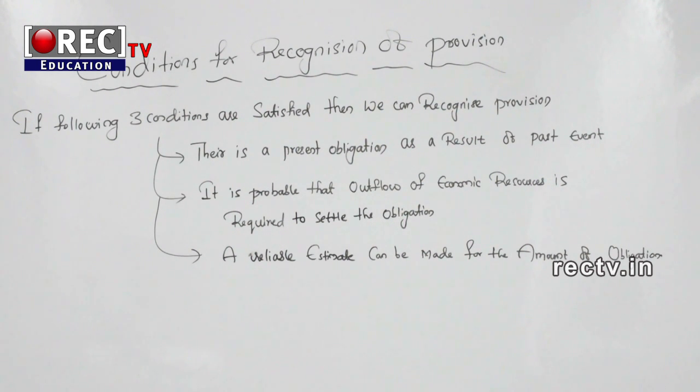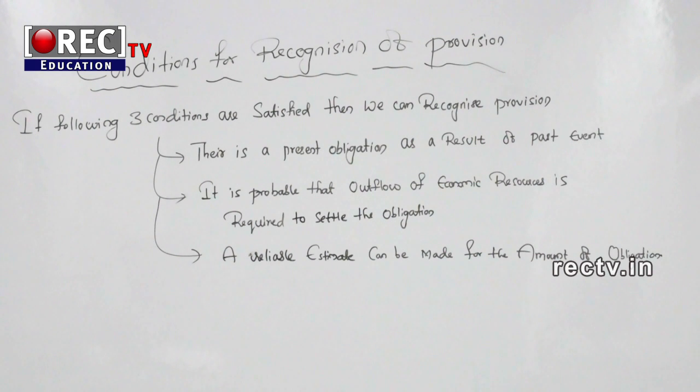So whatever the obligation is, it is based on a past event. For example, take the usual example of creditors: because you have purchased goods, you have to pay the amount. This is a present obligation based on a past event. The second condition is that it is probable that an outflow of economic resources is required to settle the obligation. Here probable means there is a confidence of more than 50% that there will be an outflow of cash. Consider the same example: for creditors there is an obligation to pay money, so there is an outflow of economic resources, which is cash.